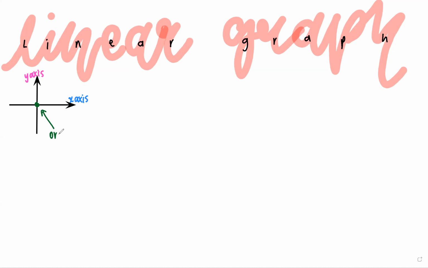And what is the origin coordinate? 0. We don't write 0. How do we write a coordinate form? Open bracket. 0, 0.